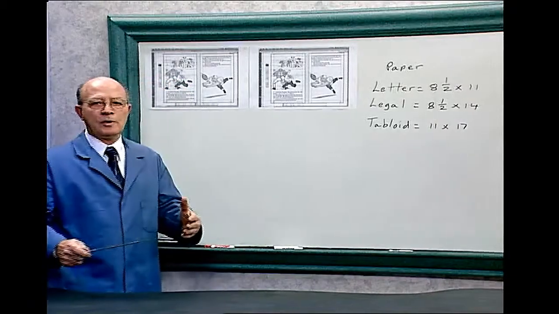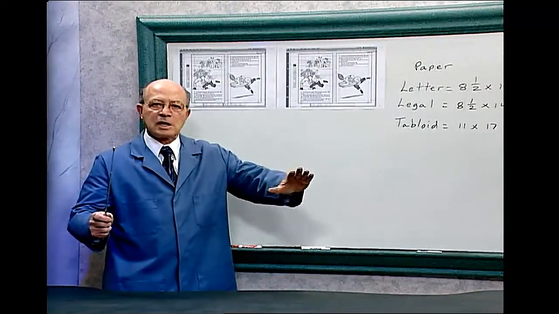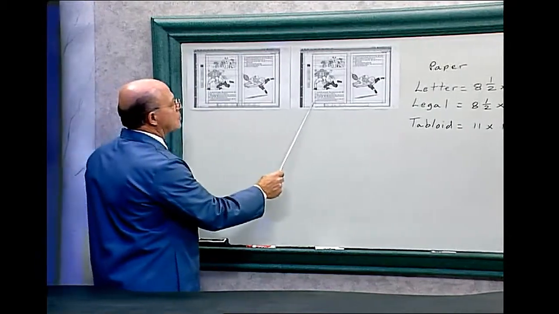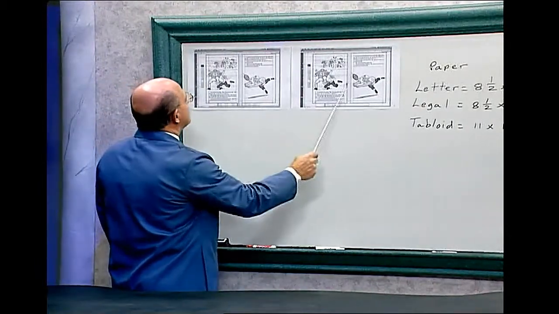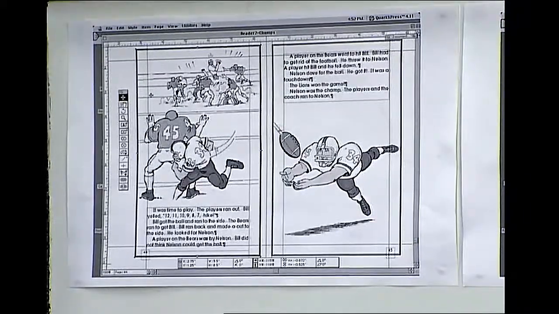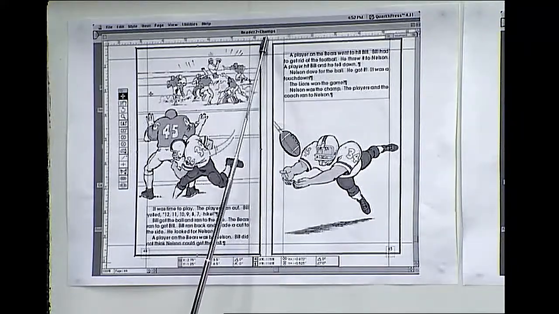Now what we do, we have an artist draw the picture, and then we scan the picture in, and we place it inside a picture box over here. Where this book is in right now is 11 by 17. That's the size of the paper. And as you can see, this is the dividing point.